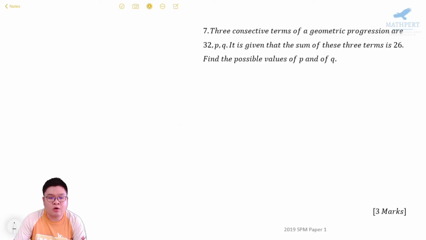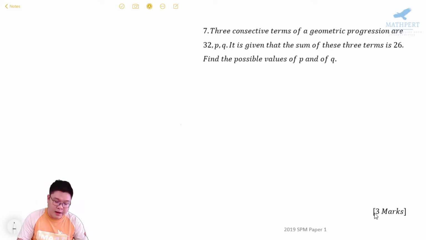Okay, let's take a look at SPM year 2019, paper 1, question number 7. Three consecutive terms of a geometric progression are 32, P, and Q. It is given that the sum of these three terms is 26. Find the possible values of P and of Q. Okay, so this question 7 gives you 3 marks.